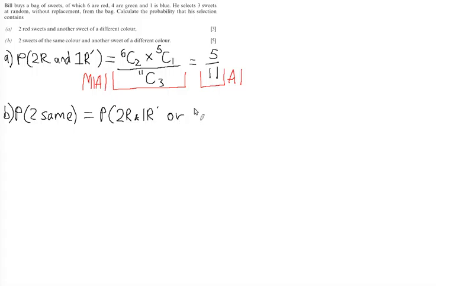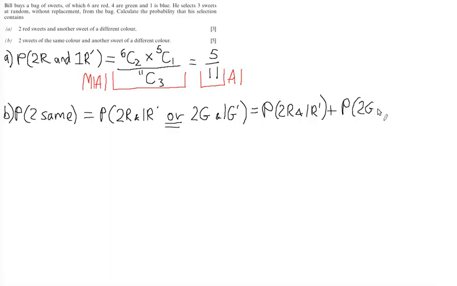or 2 green and 1 non-green. Of course, we can't get 2 blue, so that's where we stop. Okay, so how do I calculate this? Well, because we're doing OR, what we're actually going to do is the probability of 2 red and 1 non-red plus the probability of 2 green and the 1 non-green. So I'm just going to calculate the probability of the 2 green and 1 non-green separately. Just break it down a little bit.